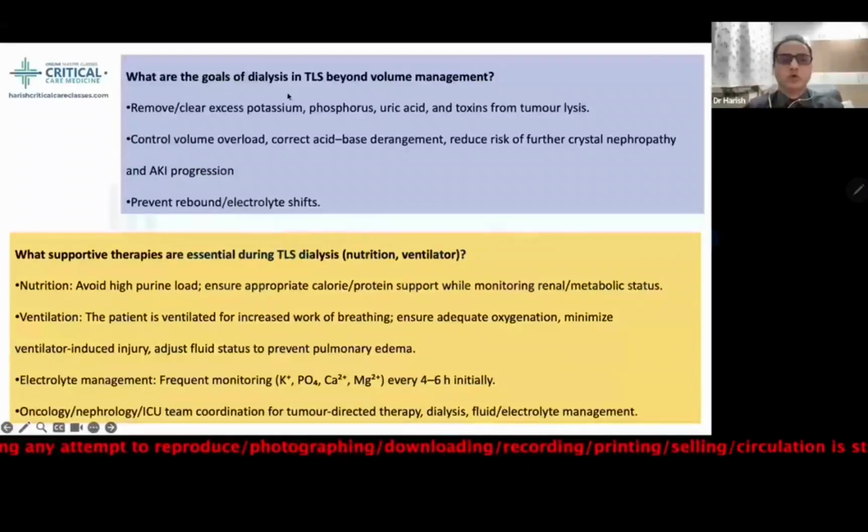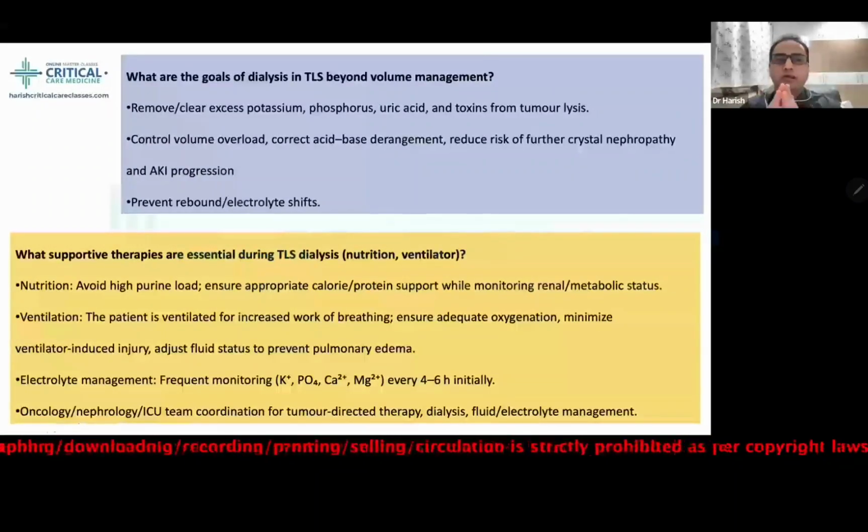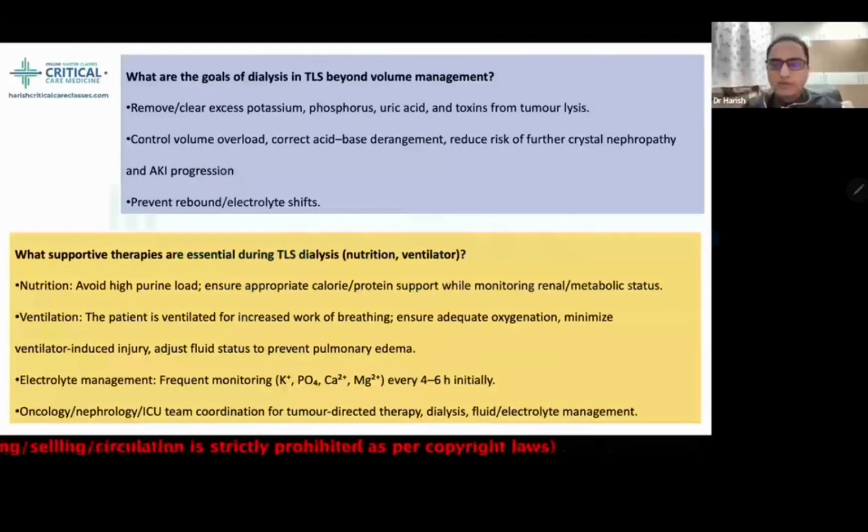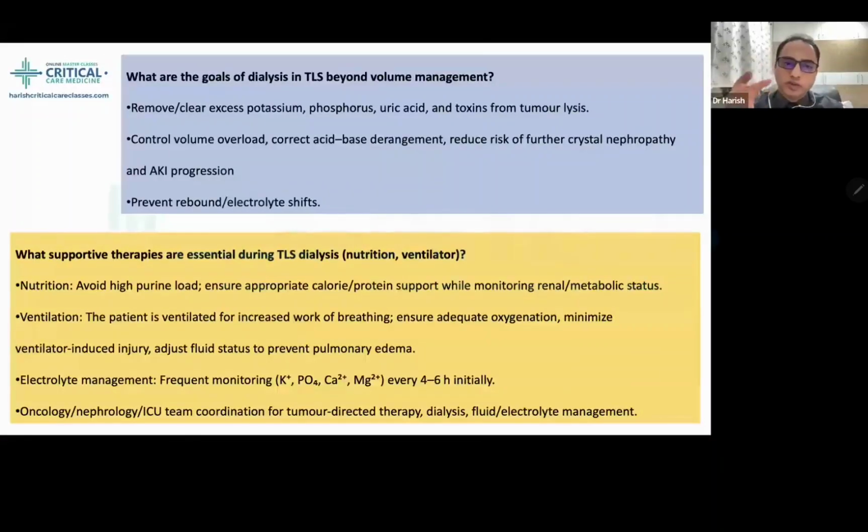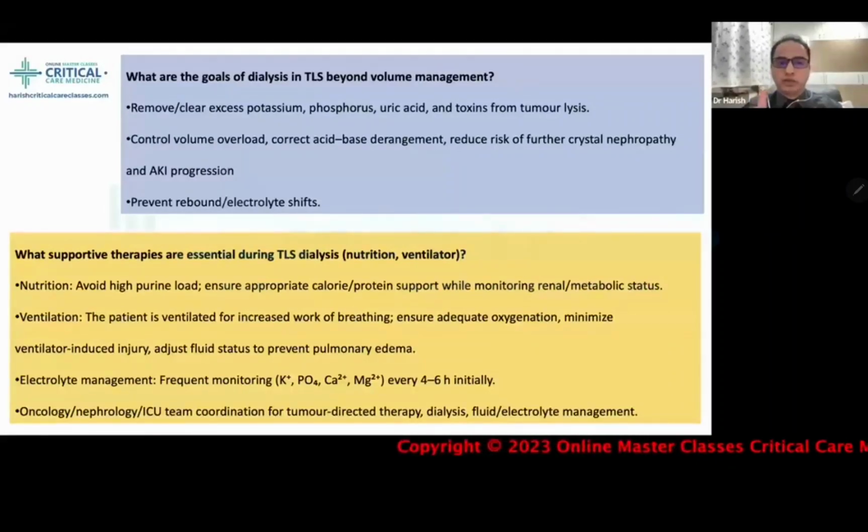So next question, what are the goals of dialysis in TLS beyond the volume management? It helps in removing the excess potassium, phosphorus, uric acid and toxins from tumor lysis, controls the volume, controls the acid base balance, reduces the risk of further crystal nephropathy and prevents AKI progression. Also it helps in preventing rebound electrolyte shift that may again cause hyperkalemia, hyperphosphatemia, hyperuricemia. So that is the overall benefit of dialysis.